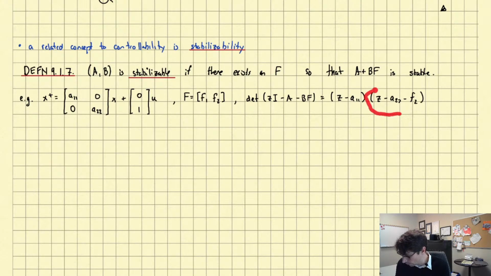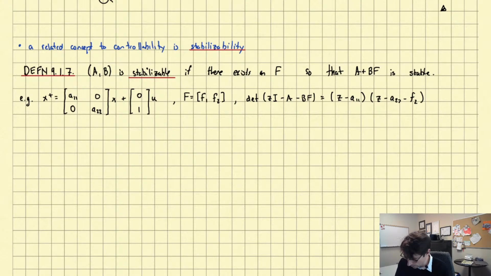This other guy over here, I can make it whatever I want. I can make this second eigenvalue stable or whatever the case may be. But this first one is fixed. There's nothing I can do about this eigenvalue. It can't be moved, can't be shifted, so to speak, by any state feedback. Because, again, the control sort of can't get at x1. It's clear what's happening. Okay?